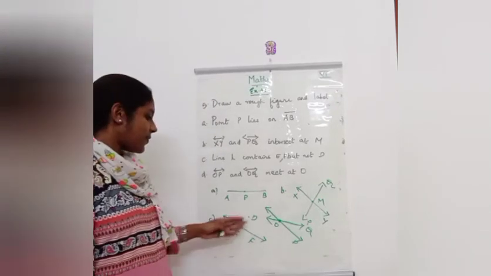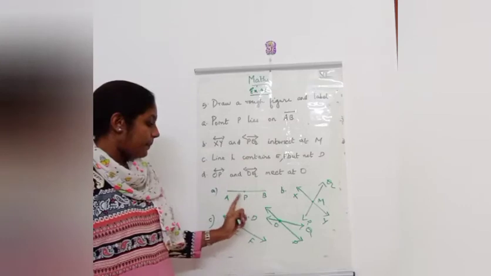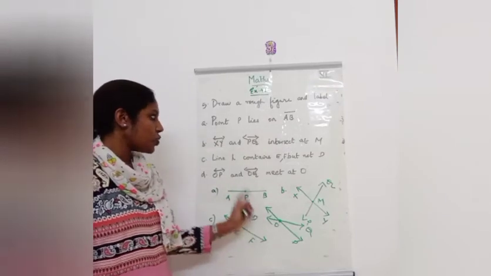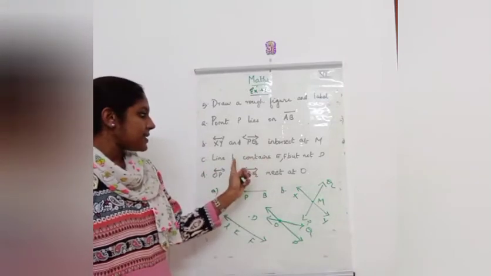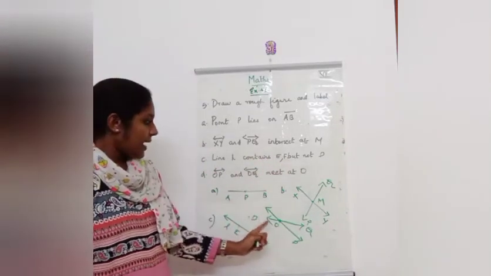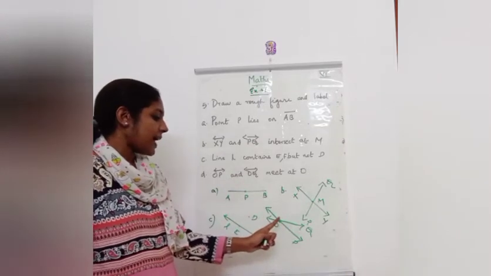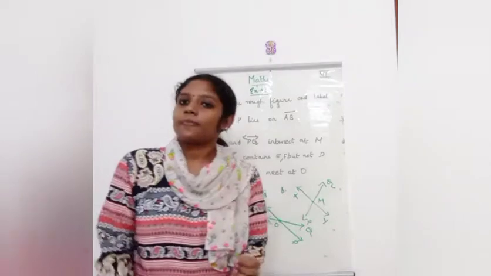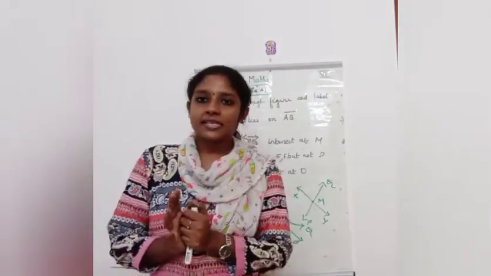Okay. So these four questions are clear for you. Point P lies on AB, വരച്ചു. XY and PQ meet at M. L is a line, E and F lie on L but not D, അത് നമ്മൾ മാറ്റി വരച്ചു. ഇനി OP and OQ. OP എന്ന് പറയുന്ന ലൈനും OQ എന്ന് പറയുന്ന ലൈനും meet ചെയ്യുന്നത് O യിലാണ്. That is also clear. Okay. So this was an easy exercise related to line segment, point, etc.